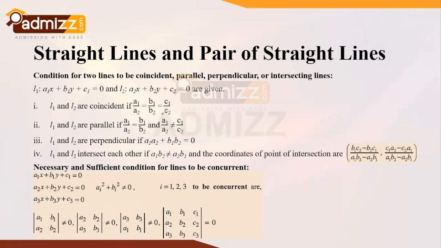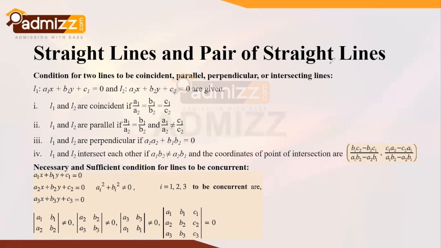Okay, so this thing we need to keep in mind. Lines L1 and L2 are said to be perpendicular if a1 a2 plus b1 b2 equals 0. This is the condition for the lines to be perpendicular, that is, both lines are perpendicular if and only if a1 a2 plus b1 b2 equals 0. And lastly, L1 and L2 intersect each other if a1 b2 is not equal to a2 b1.